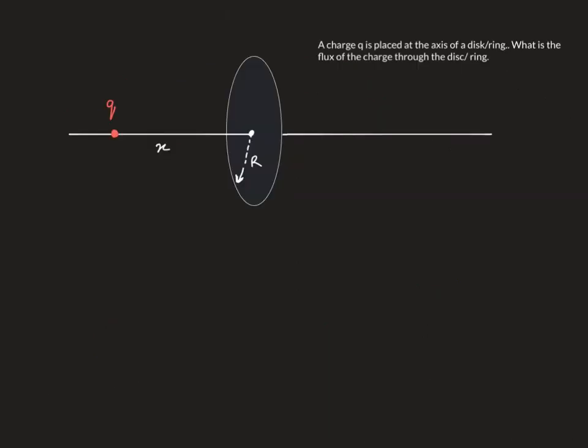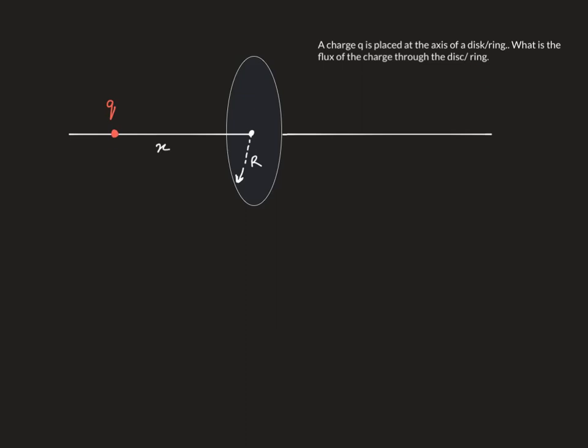Now this is yet another question, and it is slightly more difficult. You see, a charge q is placed at the axis of a disk or a ring. So this might be a disk, this might be a ring, and why it doesn't make a difference, I'll tell you. And what is the flux of the charge through the disk or the ring?